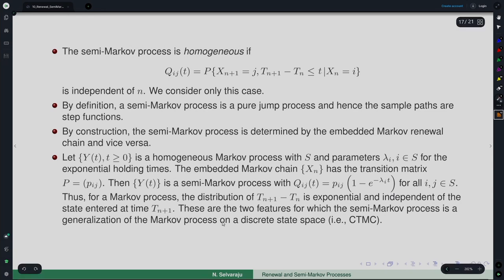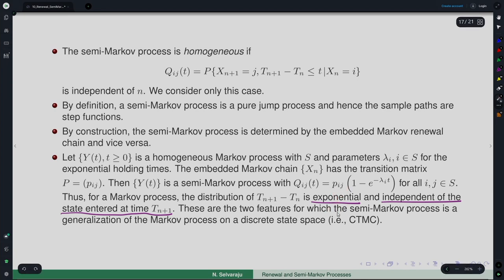So, these are the two features for which the semi-Markov process is a generalization of the Markov process on a discrete state space, which is basically a generalization of a CTMC. What are they? It removes this condition. The condition one is exponential, let me underline, this is exponential, the other is independent of the state entered at time Tn plus 1. So, these are the two conditions which the semi-Markov process is trying to generalize.